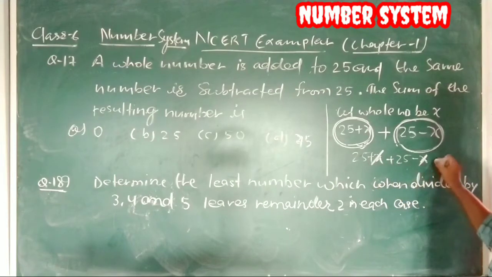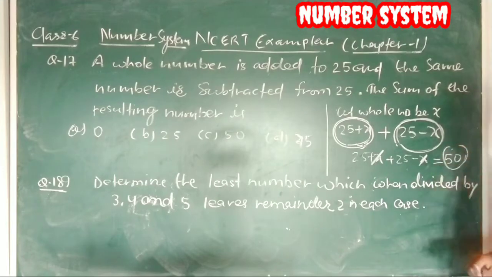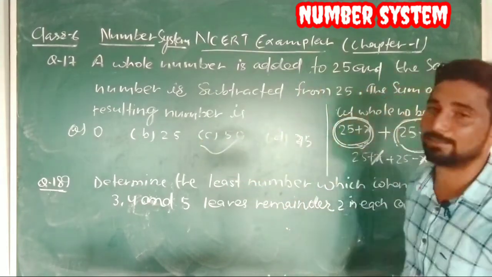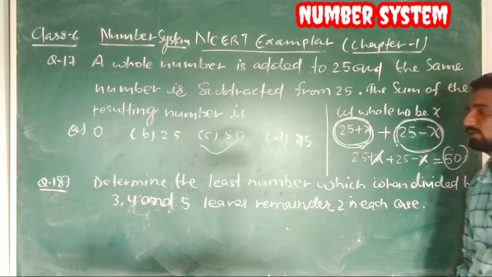Now 25 plus 25, what will it come? 25 plus 25 is 50. So 50 will be the answer for this question, and this is option C, where 50 is written. So C is the correct option for this question.